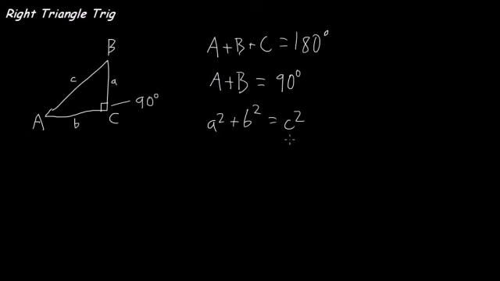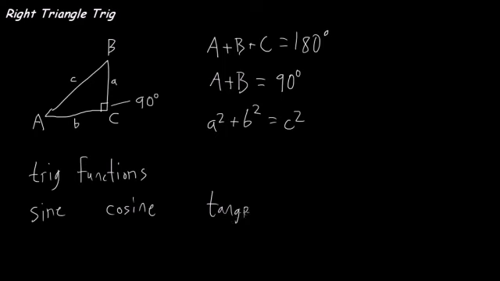So what right triangle trig allows us to do is go beyond these basic rules and determine even more information about right triangles. And we do that using trig functions. There are actually many trig functions, but the only three that we care about are sine, cosine, and tangent. And those are often abbreviated with the first three letters: sin, cos, tan.